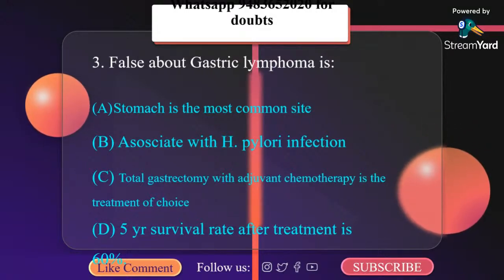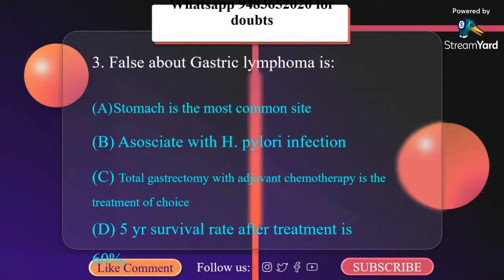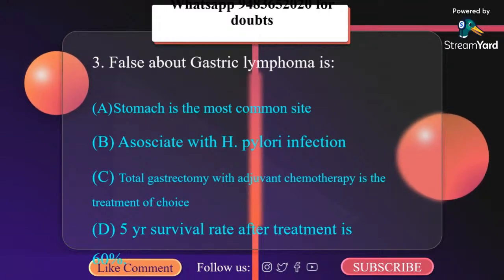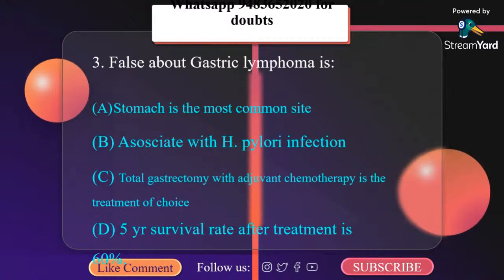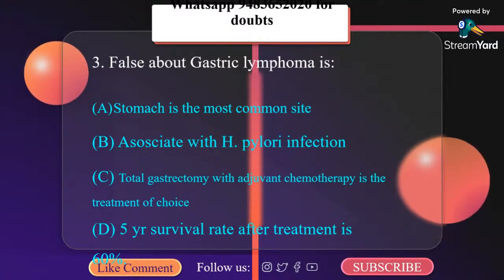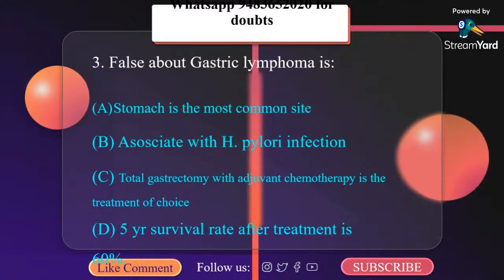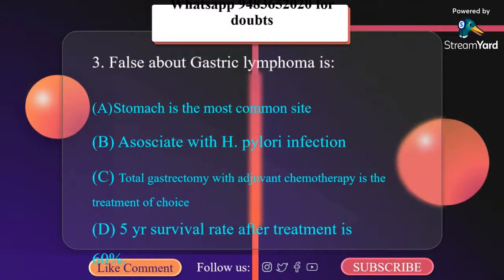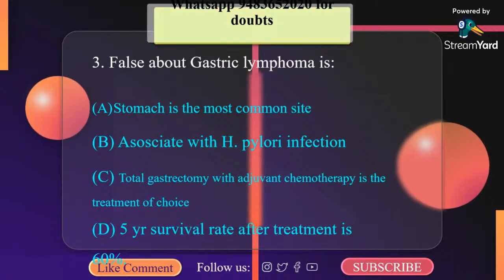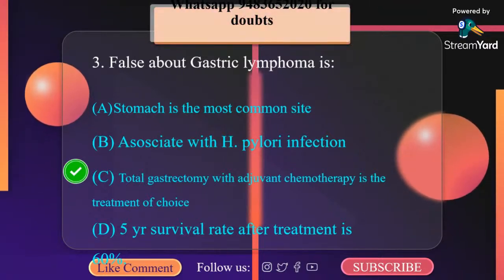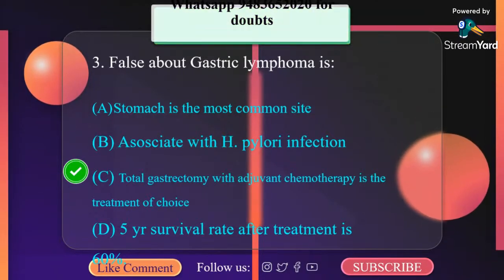Secondary gastric lymphoma. Stomach is the most common extranodal site of systemic lymphoma. Almost all of them are non-Hodgkin's type. Treatment: the role of gastric resection is controversial. Recent studies have shown similar disease-free survival and 5-year survival rate in patients treated with surgery plus chemotherapy plus radiation therapy. So the correct answer is total gastrectomy with adjuvant therapy is treatment of choice.